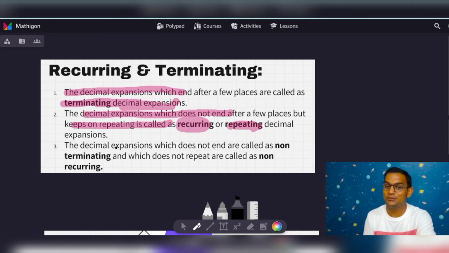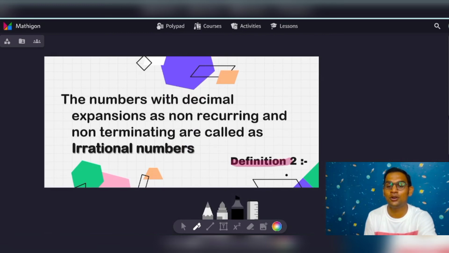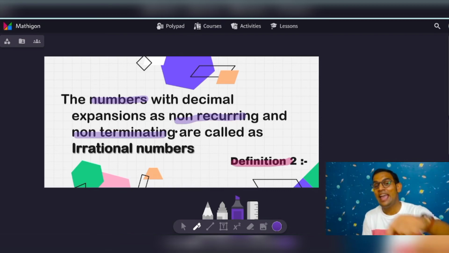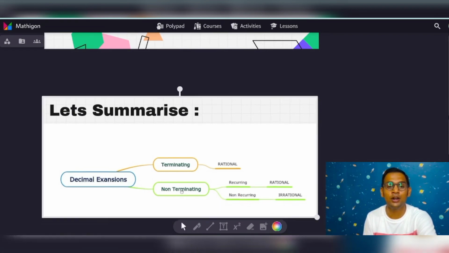If it is not ending but repeating, that is called recurring or repeating decimal expansions. Now, if the decimal expansion does not end, it is called non-terminating. And if it does not repeat either, it is called non-recurring. So that's how we reach the second definition of irrational numbers: any number with a decimal expansion that is non-recurring and non-terminating. It is not terminating and it is not repeating either. They are called irrational numbers.